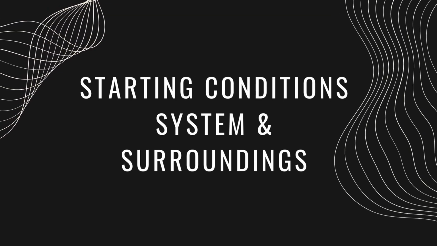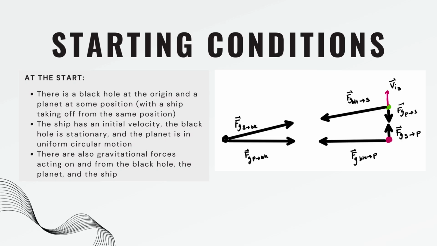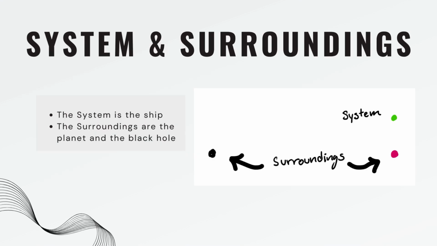For part 2 of this lab, there's a black hole at the origin and a planet at some position with a ship launching from the planet. The ship has an initial velocity, which I will determine. The black hole is stationary, and the planet is in uniform circular motion. There are also gravitational forces acting on and from the black hole, the planet, and the ship. In this phenomenon, the system is the ship while the surroundings are the planet and the black hole.